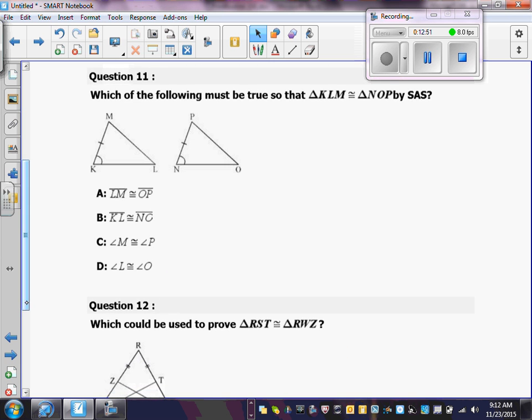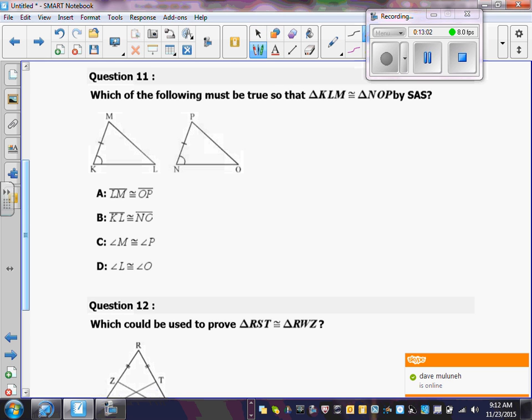All right, number 11, which of the following must be true for KLM and NOP to be congruent by side, angle, side? So you always have to start with what is given. They gave you a side and angle. Same thing, they gave me a side and angle. So I'm missing a third side, right? So I'm missing this side to be congruent to this side because the angle needs to be included between the two.